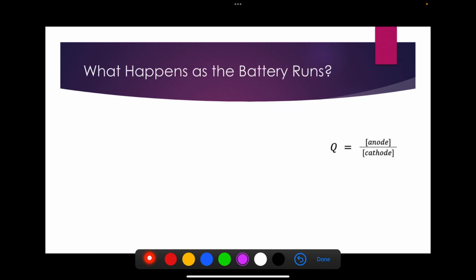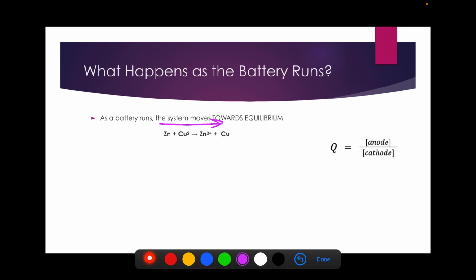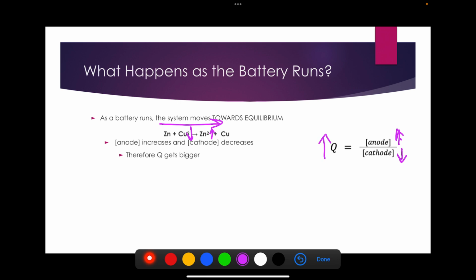Now let's consider what happens to Q as the battery runs. As the battery runs, the system moves towards equilibrium. Consider the reaction here. It's proceeding in the forward direction. Therefore, we're increasing the concentration of zinc and decreasing the concentration of copper. This means we're increasing the anode concentration and decreasing the cathode concentration. Therefore, we are increasing the value of Q. This means Q is getting closer to K. We're getting closer and closer to equilibrium.